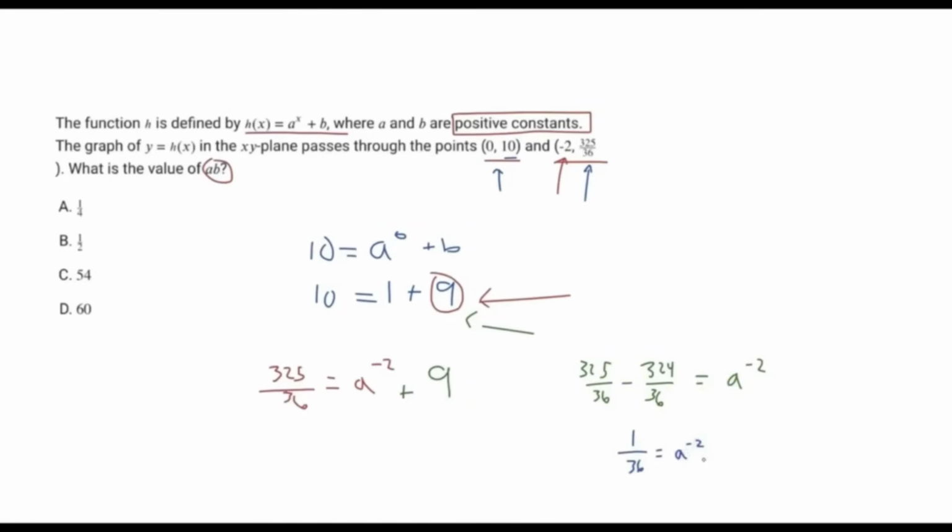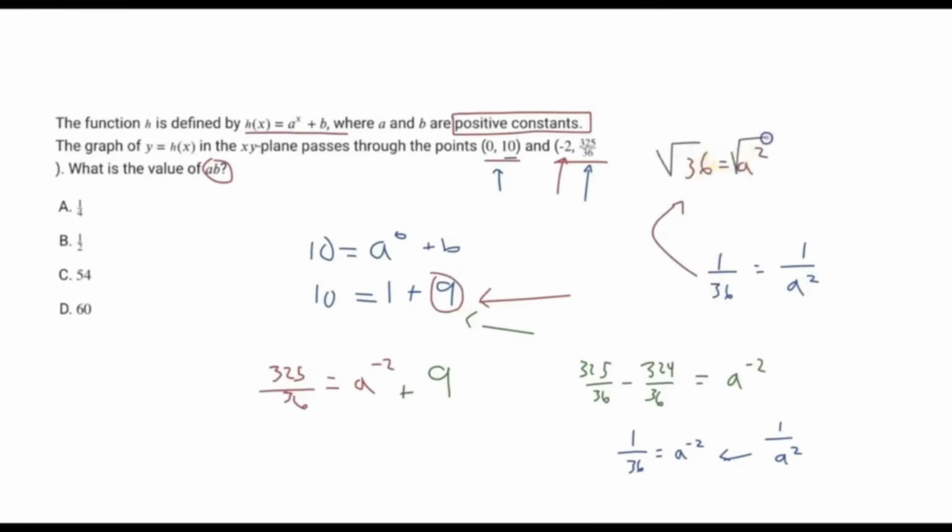And you can plug this into Desmos and solve it, but here there's just exponent properties. So a to the -2 is the same thing as 1 over a to the power of 2. And so because we have 1 over 36 equals 1 over a to the power of 2, what we can do here is just disregard everything on top, because we can take the reciprocal of both sides. So in reality this is just 36 equivalent to a squared.